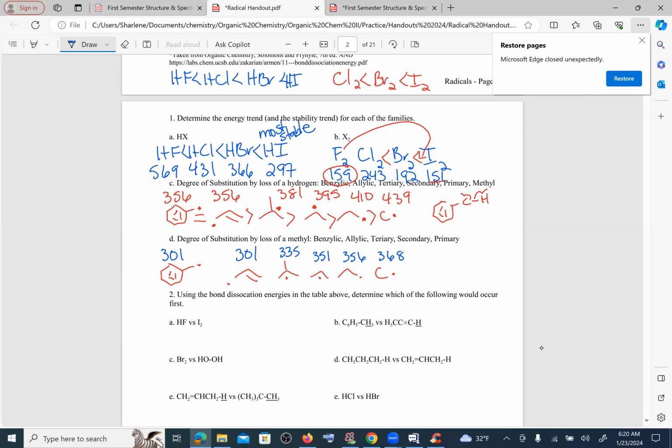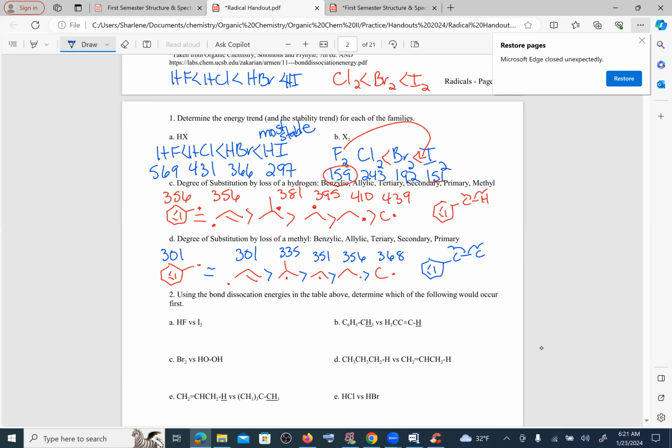Now again, not going to be surprised about this trend. Okay, these two are equal, which is better than tertiary, which is better than secondary, better than primary, better than methyl. But the real question is, why are they different? Okay, what's the difference overall when you break off a carbon instead of a hydrogen? All right, well, let's ask ourselves the question. What are the numbers saying to us? And in this case, 301 is lower than 356. So it is more stable, or we get a more stable radical by ripping off the methyl group.